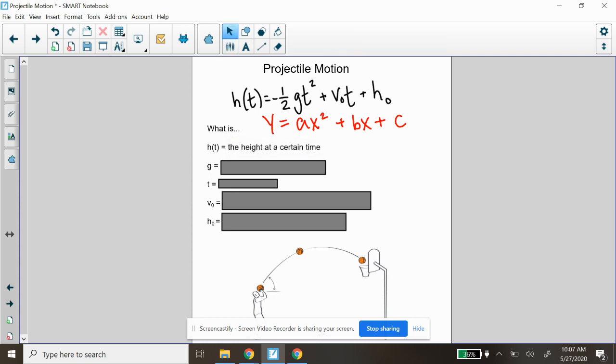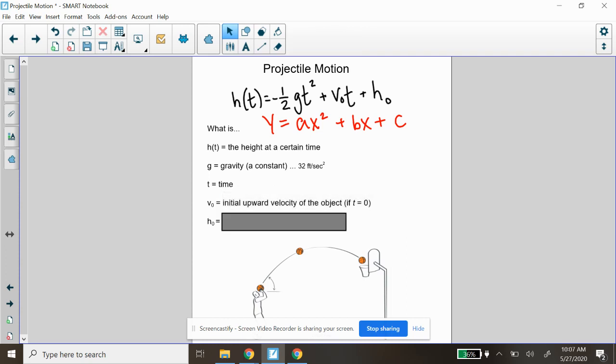H of t is going to represent the height at a certain time, meaning the height is a function of time. G is going to represent gravity, and it's going to be a constant. For our sake, we're always going to work in feet, which means gravity is always 32 feet per second squared. T, I'm hoping you guessed, represents time. V sub 0 represents the initial velocity, the upward velocity, which you'll learn more about later in future math classes, but essentially it's a combination of the angle and the speed that the object has when it first starts. And h sub 0 is the initial height of the object. So both the velocity and the height are at the start when they're launched into the air.